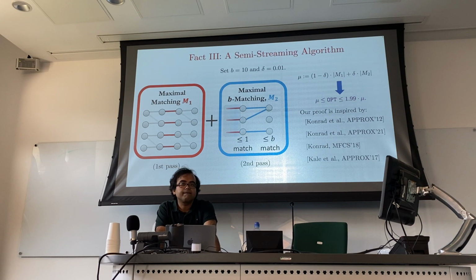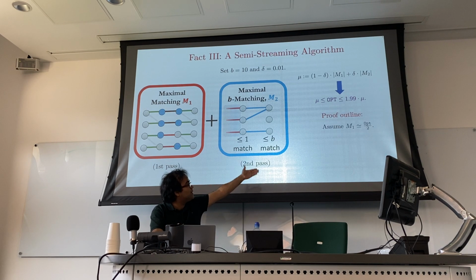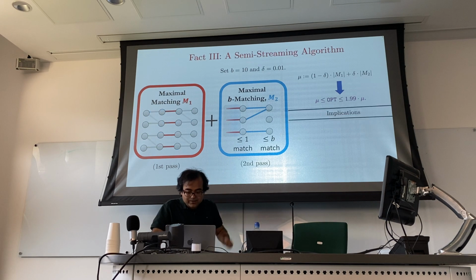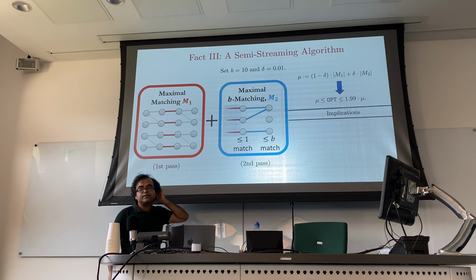Yeah. So can you give some intuition why this is possible? Because it is surprising, because M2 is not a matching but just a B-matching. I can. I actually have 5 slides. But let's take this offline because I would like to just finish the talk. And yeah, so these are my slides for the proof. I can go through this offline. Okay. So let's just see what the implications are.